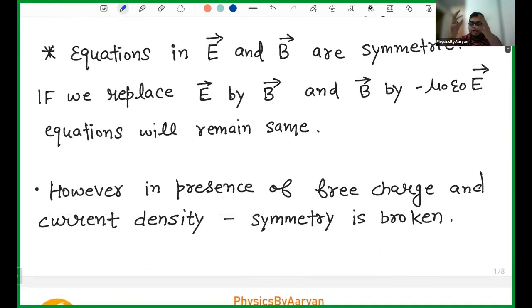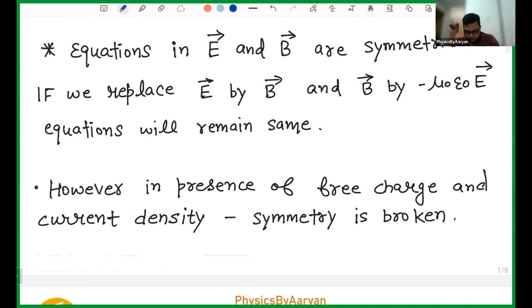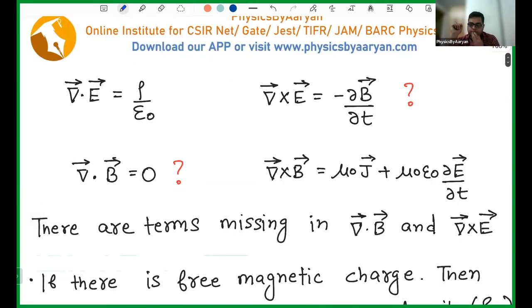However, if you are in a medium where charge is actually present and free currents are actually present, then the symmetry is broken. And how is that symmetry broken? Then you have these four equations. Del dot E is rho by epsilon naught, but del dot B has nothing here, so it is 0. So some term is missing here.